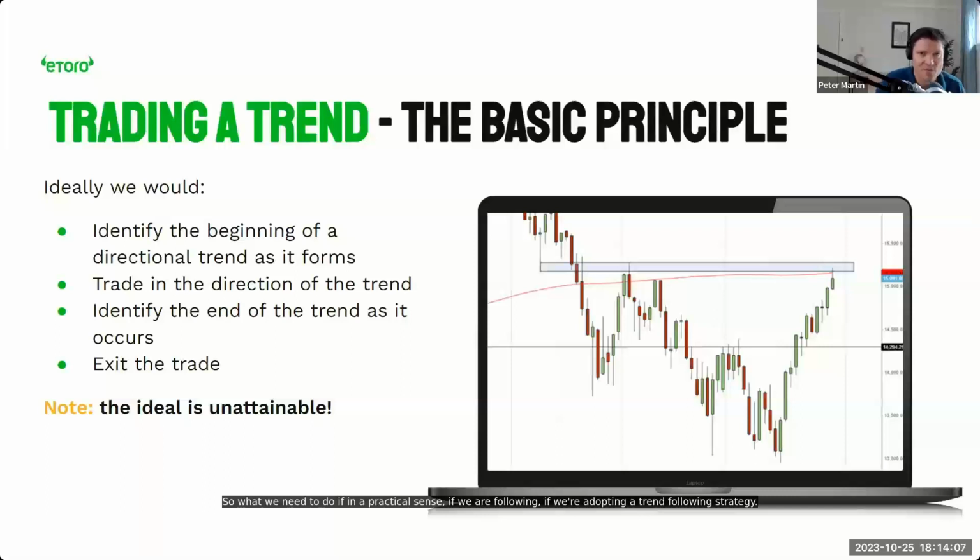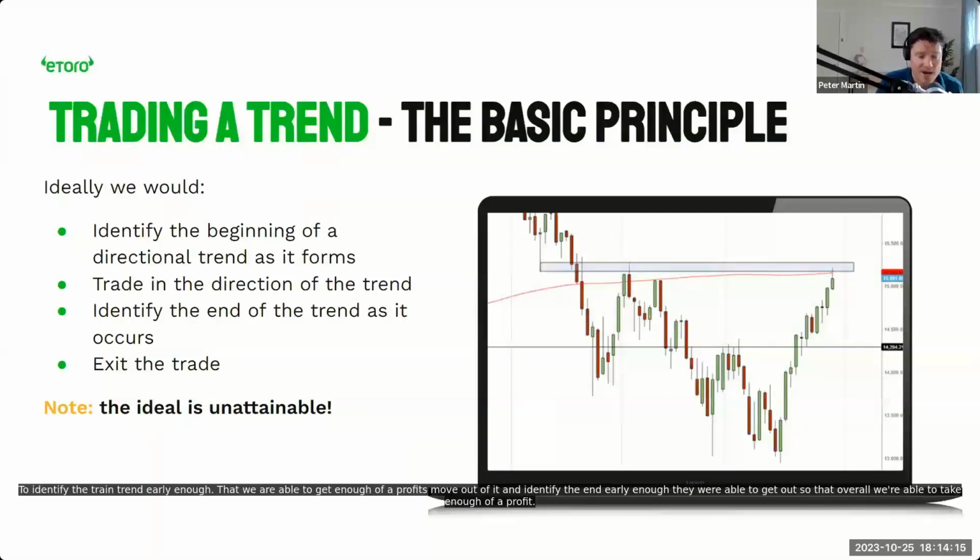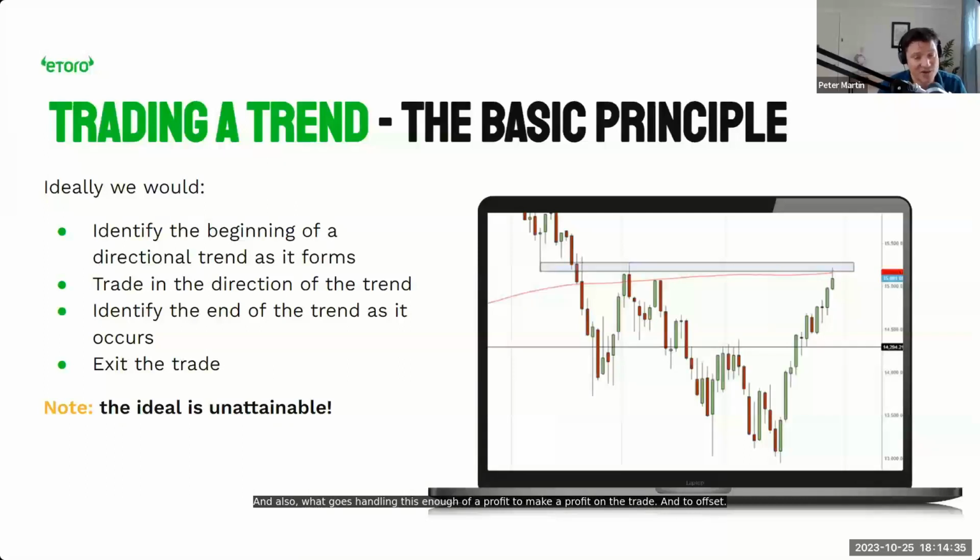So in a practical sense, if we're adopting a trend following strategy, we need to identify the trend early enough that we are able to get enough of a profitable move out of it, and identify the end early enough that we're able to get out, so that overall we're able to take enough of a profit. Enough of a profit to make a profit on the trade and to offset the trades where it goes wrong, which inevitably will happen. You're not going to win every trade. That's just not possible.